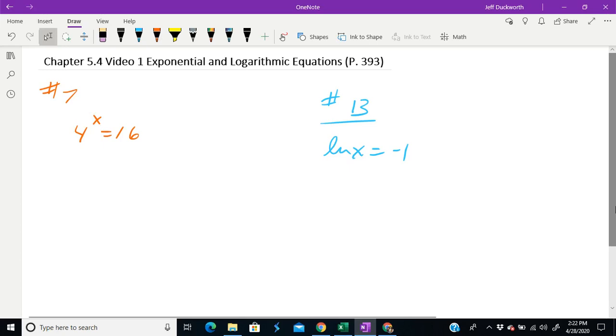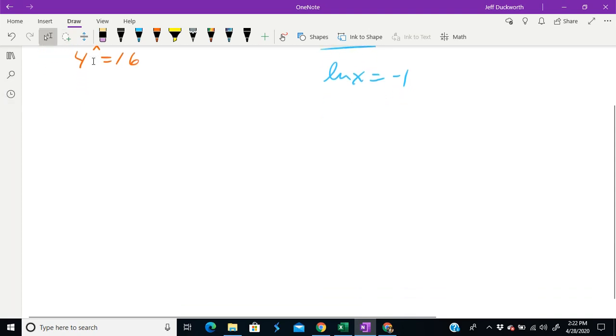All right, our last section is 5.4. The homework problems I'm going to be doing are on page 393. Essentially what we're doing here are just solving for x, very similar to what you did in algebra. The difference is we're going to be using some sort of exponential or some sort of logarithm in each of the problems. So our first problem, I'm going to do, these both are from the same group of problems.